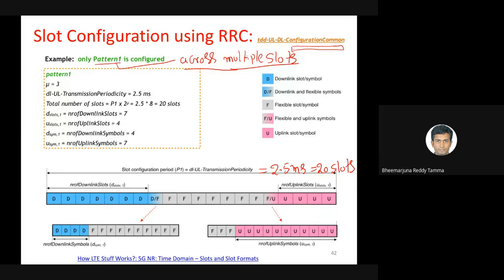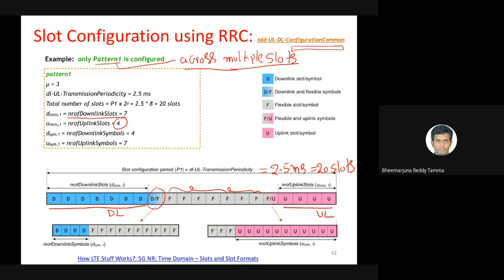That means the base station is telling all the users that for the next 20 slots, I'm going to have this configuration of slots for downlink and uplink. That is the meaning of this. Out of the 20 slots, it is saying that these 7 are for downlink, and these 4 are for uplink, and the remaining ones that you see here are all flexible. That means they can be used for downlink or uplink.